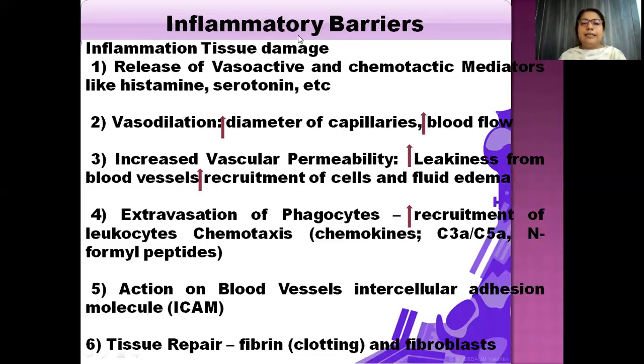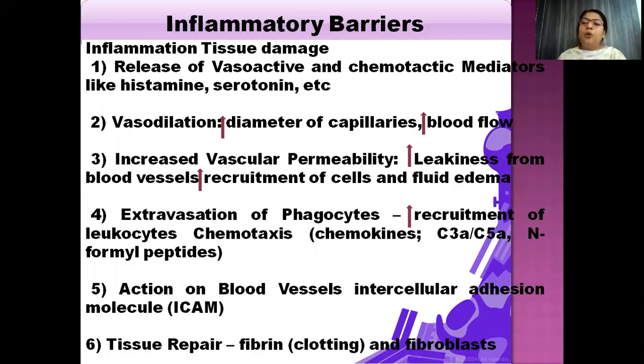Moving towards the last and fourth, the inflammatory barrier. First, we will discuss this, then I will show you the diagram. Inflammation, tissue damage. First is the release of vasoactive and chemotactic mediators like histamine, serotonin, etc. Second is vasodilation. This process increases the diameter of capillaries, or we can say dilation in capillaries, which increases the blood flow.